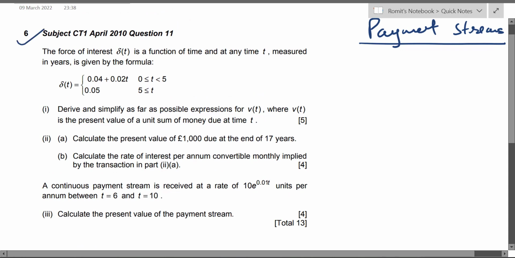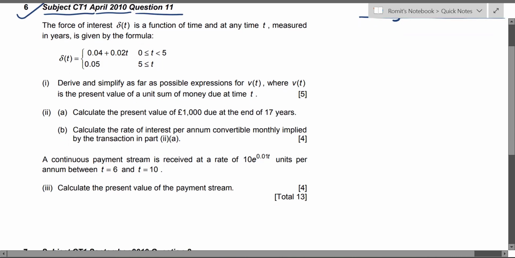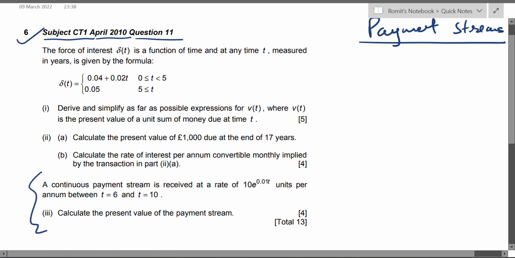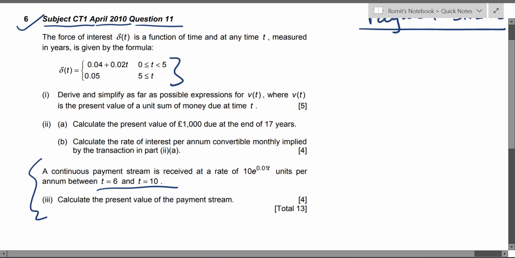I'll discuss this question, which is subject CT1 April 2010 question number 11, and I'll just discuss the third part of it. A continuous payment stream is received at a rate of 10 e to the power of 0.01t units per annum between time t = 6 and t = 10. Calculate the present value of this stream. And this is the value of delta that is given.